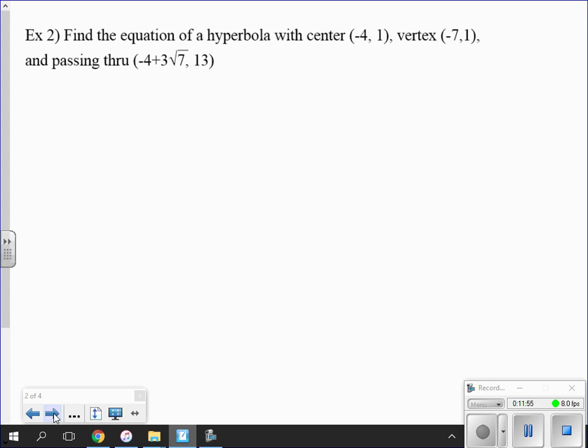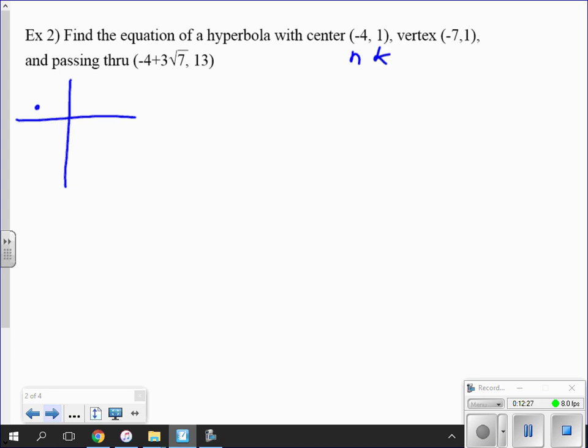Okay, gotta loosen up for this one. This one is a combination of both of those that we just got done doing. It is not a pretty one. Okay. Our H and our K. So we have our center here, negative 4, 1.